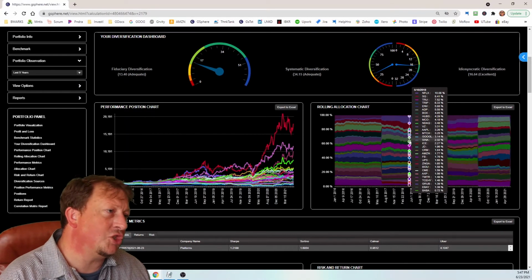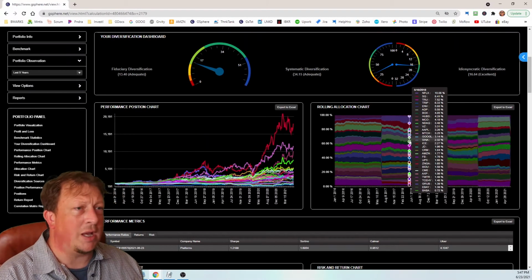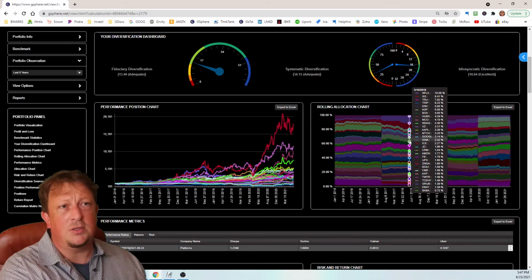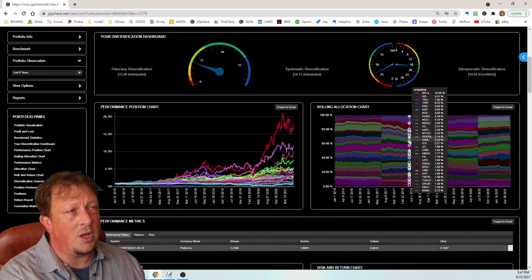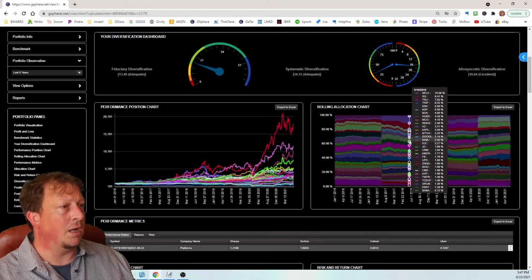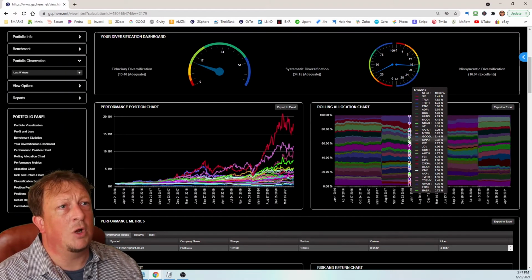So it's easy to see in this chart. If you have a buy and hold strategy, you can use this system to punch in your portfolio. Let me take a quick sidetrack here. I'm going to open up a new tab.